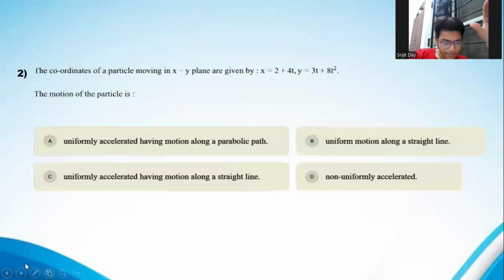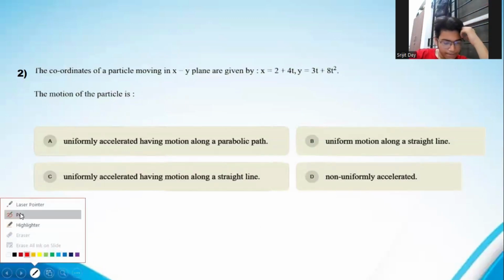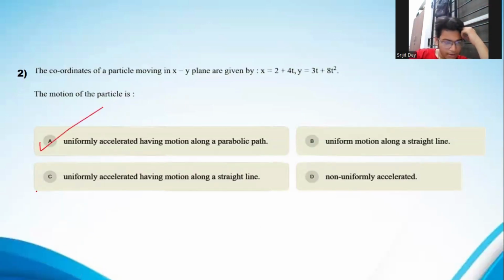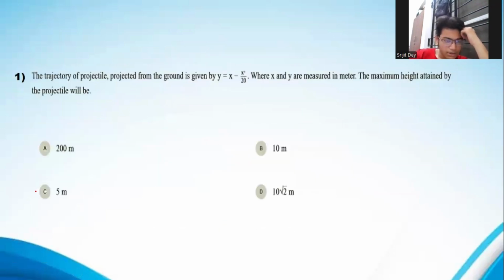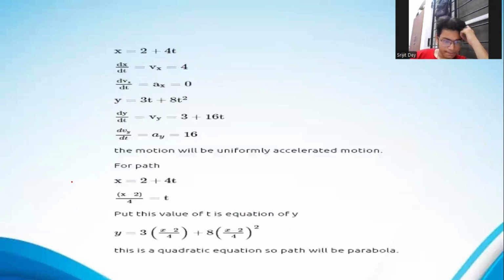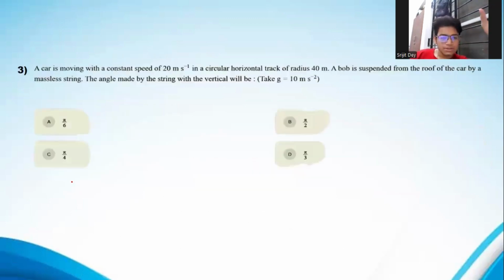Thus the answer will be A. I think I didn't give the answer of the earlier one. It's 5 meters. Okay. And now comes the third question. The third question is also very simple.